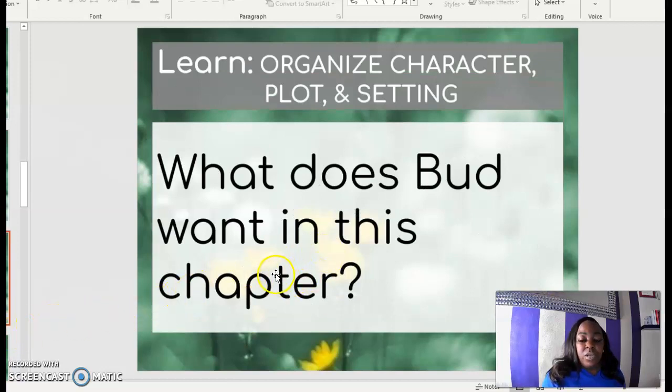What does Bud want in this chapter? And we can say a lot of things that he wants. He definitely wants a family. He wants to feel secure. He doesn't really want anybody going in his suitcase. So those are some things, the talking points that you can have with your students.